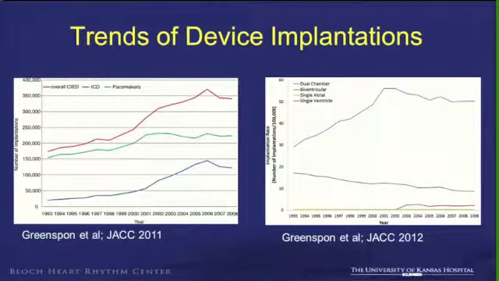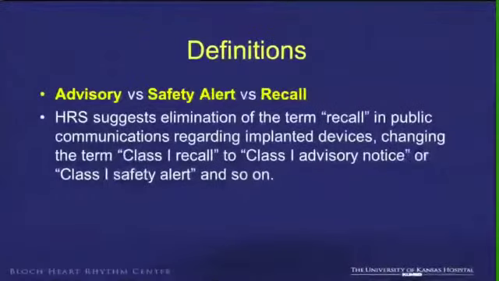We know our device implantations have dramatically increased over the last decade and kind of plateaued off over the last 5 years. And if you see, the complexity of the devices is also increasing. We have more ICDs implanted, and the pacemaker use has plateaued off. Dual chamber pacemaker implantation has increased. So overall, the complexity of the devices has been increasing over time.